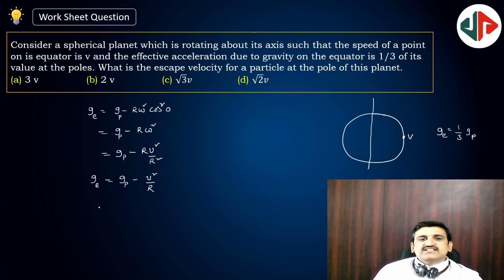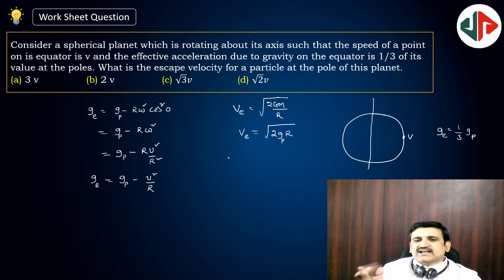Next, what is the escape velocity of the planet at the pole of the planet? What is the basic formula for escape velocity? Escape velocity is equal to square root of 2GM by R. Or you have another formula, square root of 2gR, where g is g poles. So this is the escape velocity. You need to manipulate these such that you get a proper option. For that, let us manipulate the things.